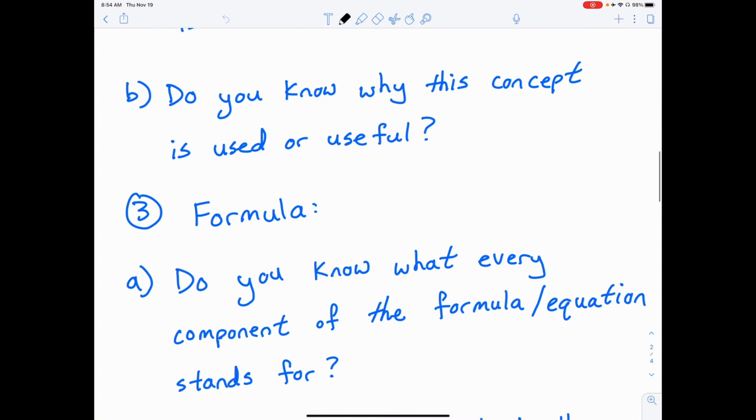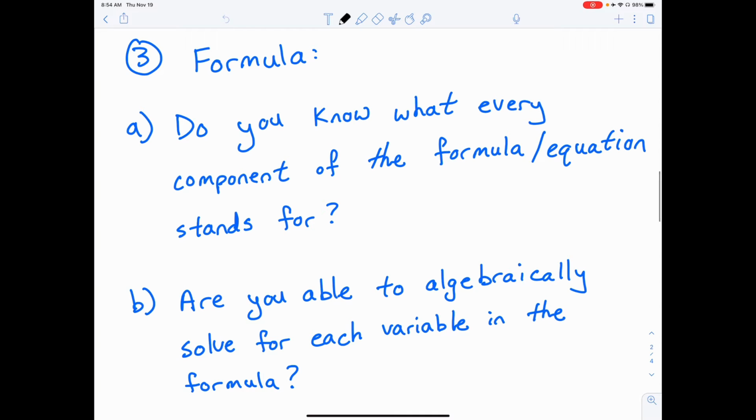We then move on to one of the most important ones, of course, being the formula. The formula, again, we want to take a look here. We know that a formula consists of many components, right? So do you know what every component of the formula or equation stands for, right? So formulas, equations, they're pretty much the same thing, but we need to know, for example, equation of a straight line, right, is y equals to mx plus b. Right? Do you understand what the y stands for, what the m stands for, what the x stands for, and what does the b stand for? If you do, that's great.